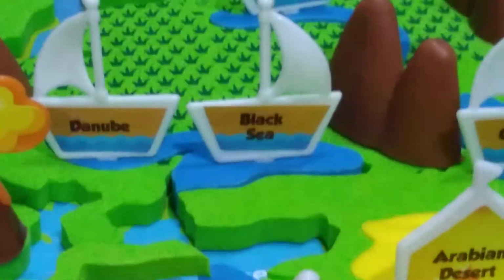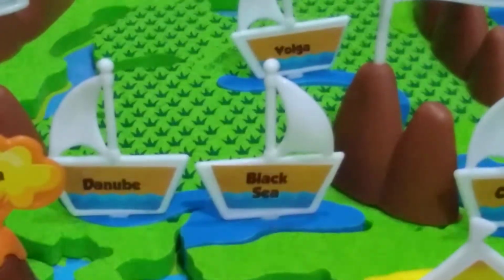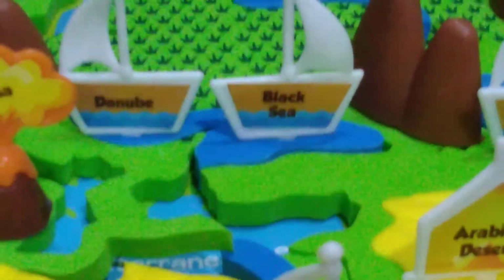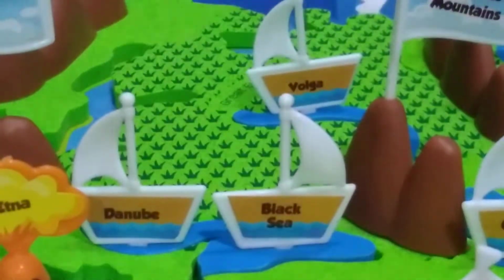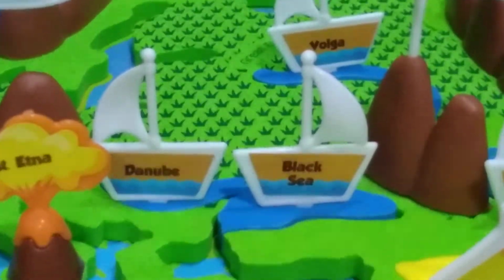Black Sea. It is the largest inland sea in the world. It's called the Black Sea due to the lack of oxygen at lower levels, so we cannot breathe there. Hence, marine life is absent in the depth of the sea.